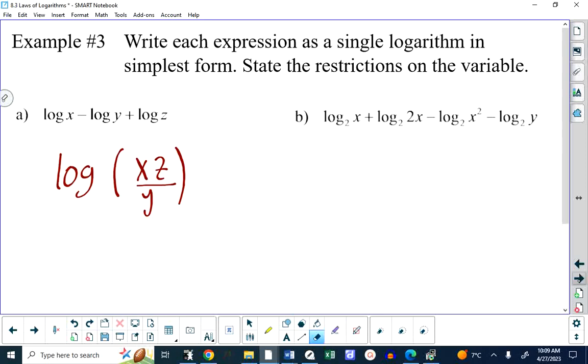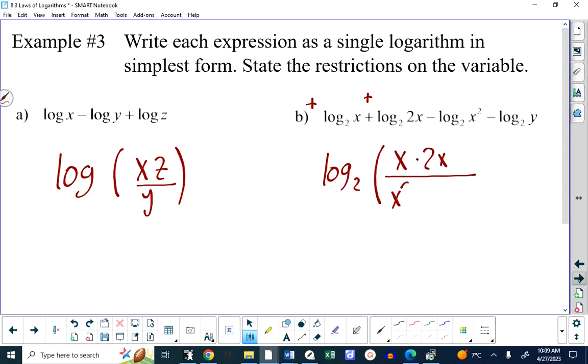well, these are all log base 2s. Log base 2, let's see, I've got a positive, and 2 negatives of x times 2x over x squared times y. I get an x squared on the top and an x squared on the bottom. And now we start to see cracks in the nice shiny veneer of easy questions.